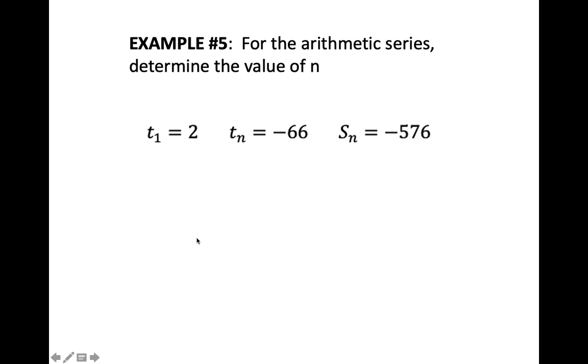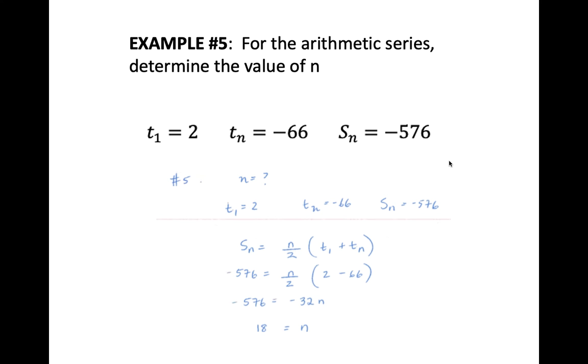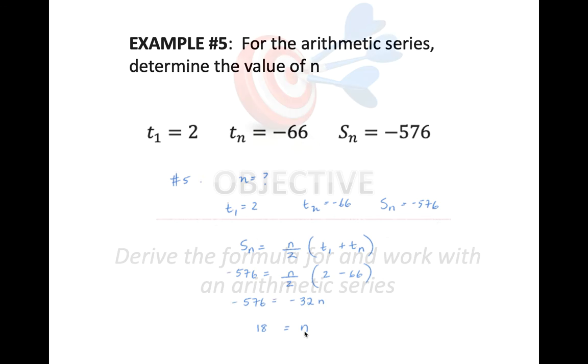Number 5. So for the arithmetic series, determine the value of n. So they tell us the first term is this, the last term is that. The sum of it all, or the series, is this. So let's see how many terms there are. Okay, so we're going to put it in. We know that the sum or the series is this number. We don't know the number of terms. We know the first term is 2 and the last term is this one. And sure enough, if you do your algebra really carefully, you're going to find that n is equal to 18.